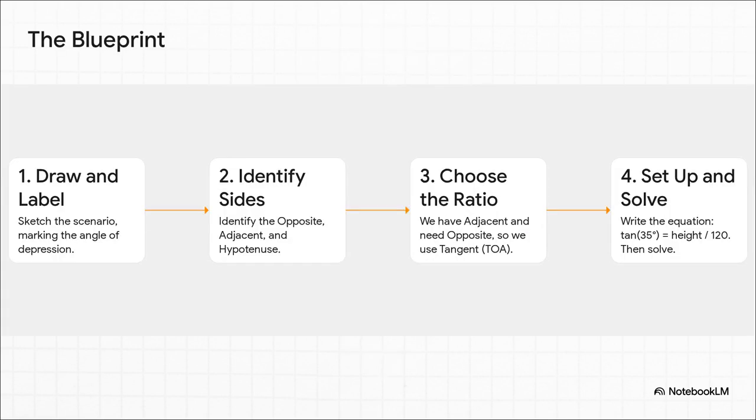This 4-step blueprint is your key to solving these every single time. 1, draw the diagram. This is non-negotiable, and it's the most important step. Label everything you know. 2, from your angle's point of view, identify the sides. The height of the cliff is opposite the angle, and that 120-meter distance is adjacent to it. 3, choose your ratio. Well, we have opposite and adjacent. That immediately tells us we're using TOA, or tangent. 4, set up and solve the equation. Tan of 35 degrees equals the height divided by 120. A quick multiplication, and you've got your answer.